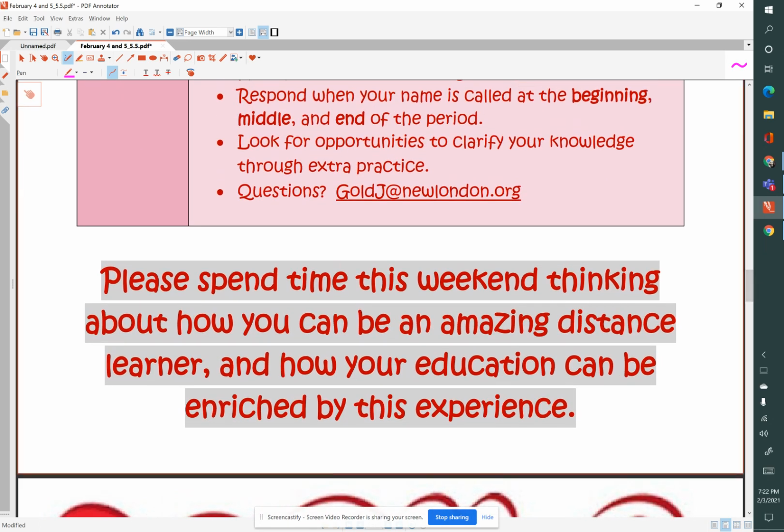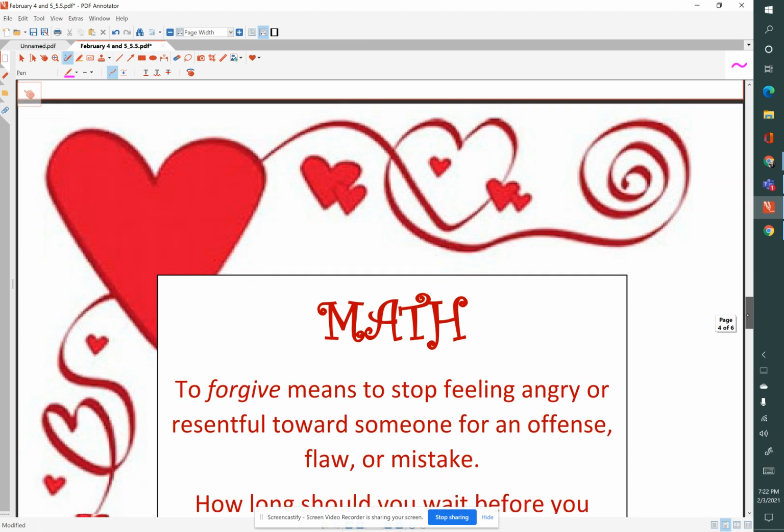And also, we want to remind you, spend time this weekend thinking about how you can be an amazing distance learner and how your education can be enriched by this experience. This isn't a throwaway year, students. You have this opportunity, especially in algebra, to actually learn more than ever. We're learning it a little differently, but it can be a very individualized experience for you. And without the distractions that sometimes we have in school, you can really ace algebra and get very proficient.